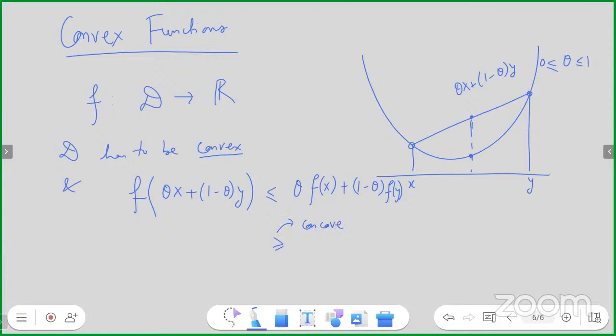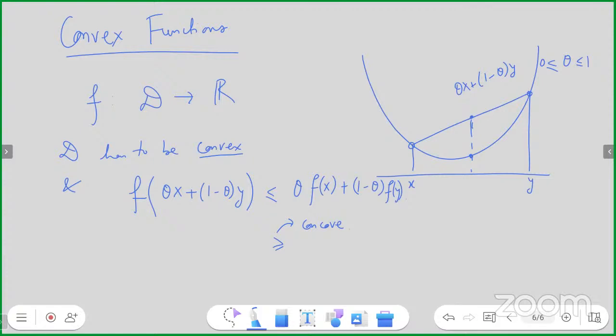A function can be both convex and concave at the same time because of the equality sitting there. Not just linear, because I'm not saying strictly convex and strictly concave. A strictly convex function cannot be strictly concave.